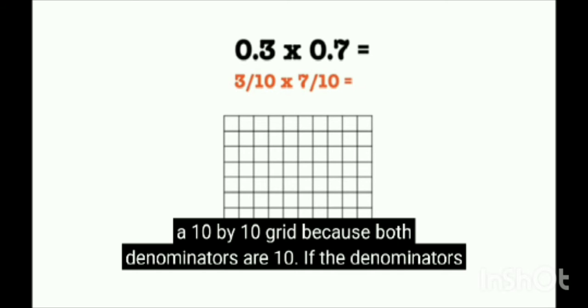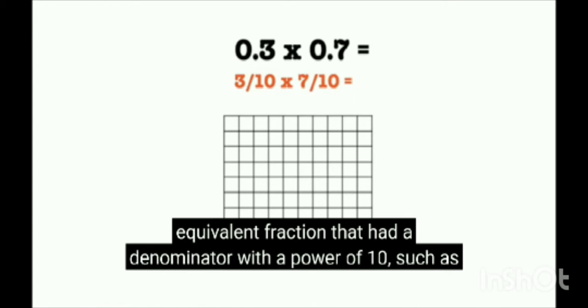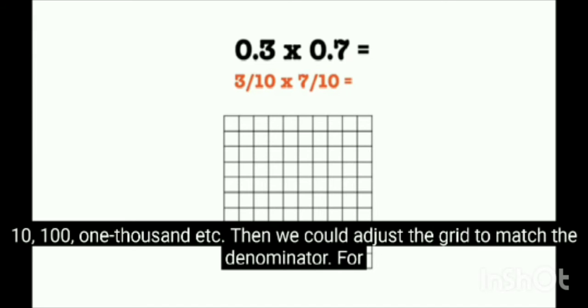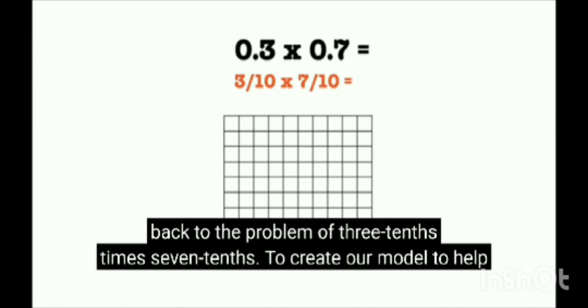If the denominators were not 10, we would need to scale up or scale down so that we could create an equivalent fraction that had a denominator with a power of 10, such as 10, 100, 1,000, etc. Then we could adjust the grid to match the denominator. For example, if the denominator was 100, we could use a 100 by 100 grid. Okay, back to the problem of 0.3 times 0.7.